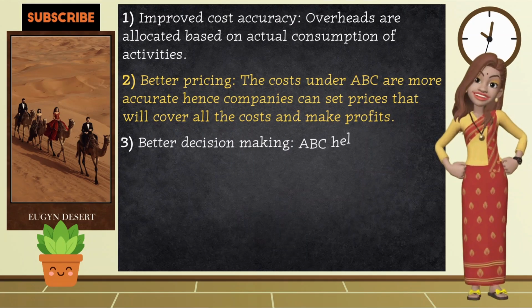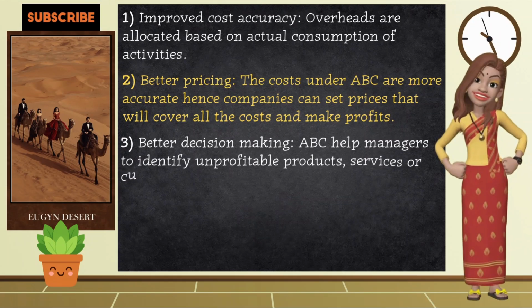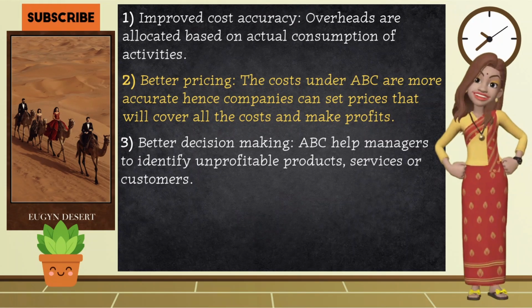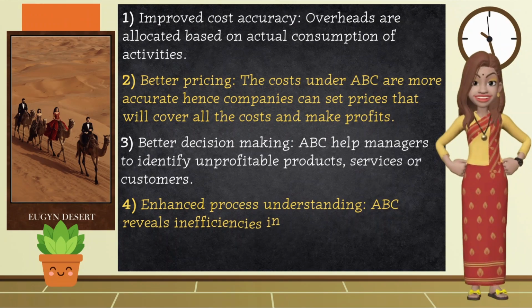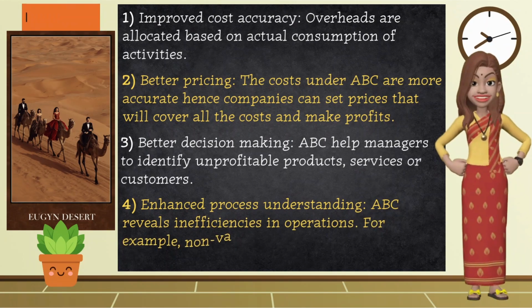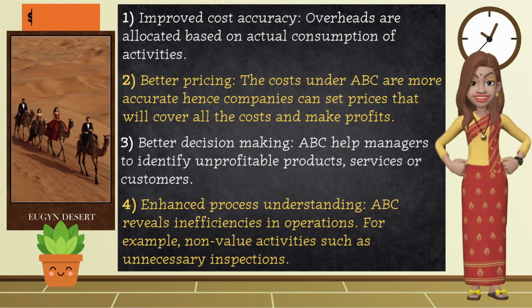3. Better decision making. Activity-based costing helps managers to identify unprofitable products, services, or customers. 4. Enhanced process understanding. Activity-based costing reveals inefficiencies in operations. For example, non-value activities such as unnecessary inspections.